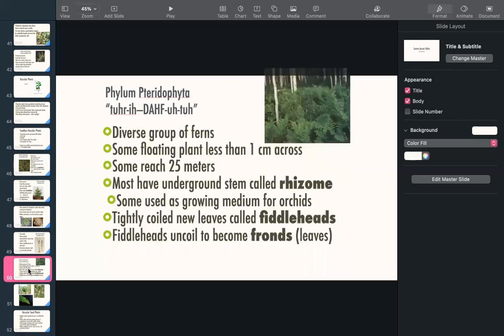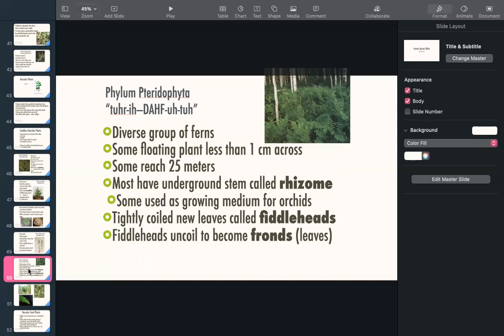And the last group is Pteridophyta. These are the ferns. Ferns are very diverse. Some of them are very small and some of them are very large. I'm sure you can go outside in any part of your yard or at the park and you can see many different types of ferns. The distinguishing characteristic of ferns is that they're all connected by an underground stem, and that underground stem is called a rhizome.